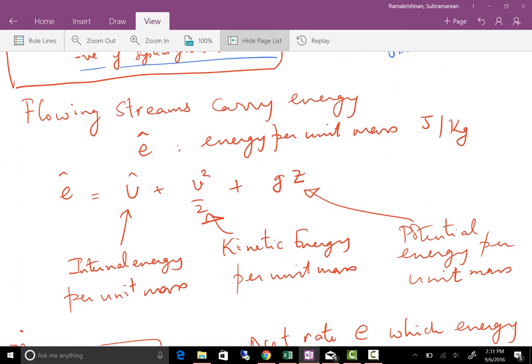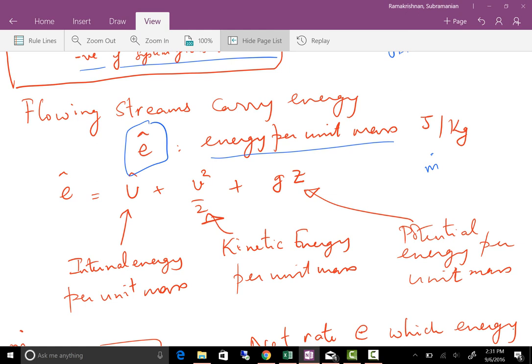This is the key thing. Flowing streams carry energy, right? Now let's say you have a stream that has a mass flow rate m dot. This fluid carries energy with it. And usually, how do you characterize that energy? Usually the book uses the terminology E cap. The E cap is the energy per unit mass of the flowing fluid. Energy per unit mass is nothing but joules per kg.